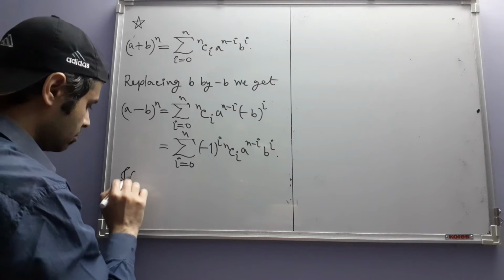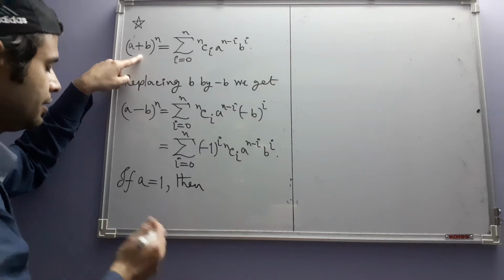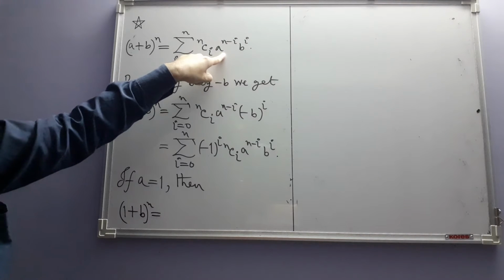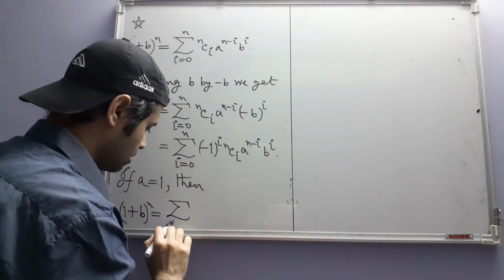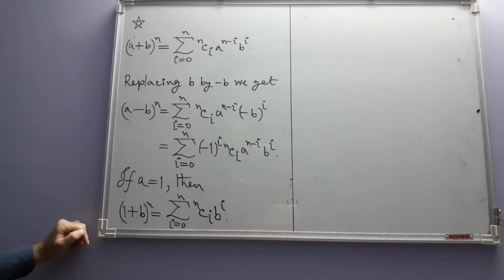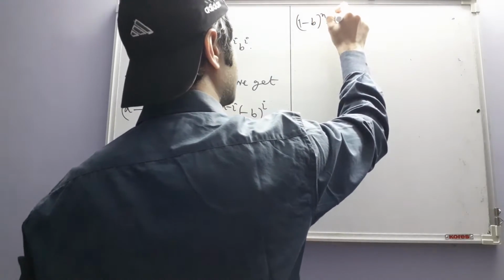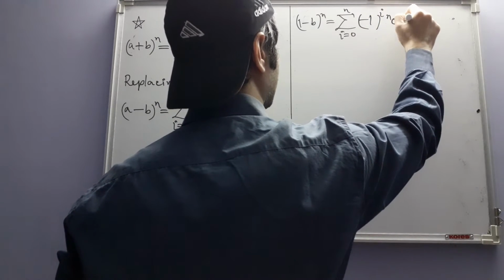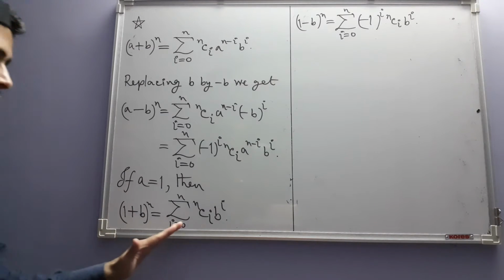Now, if a is equal to 1, then what happens to this? If a is 1, then the left hand side becomes (1 plus b) whole to the power n, which is equal to summation i varying from 0 to n, nCi b to the power i, because a to the power n minus i will become 1. And if I put a equal to 1 here, then I get (1 minus b) whole to the power n is equal to summation i varying from 0 to n, minus 1 to the power i nCi b to the power i.